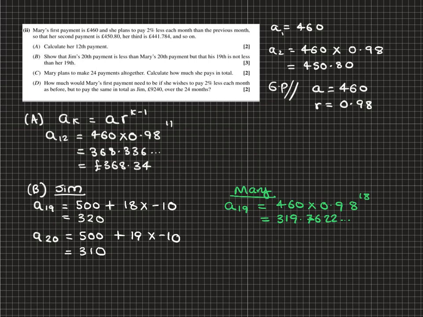319.7622... And her 20th payment is 460 multiplied by 0.98 to the power of 19, or you can just take A19 and multiply it by 0.98. And this is 313.3670... So we've demonstrated everything we need to here. Jim's 20th payment is less than Mary's 20th payment, but his 19th payment is not less than her 19th payment.